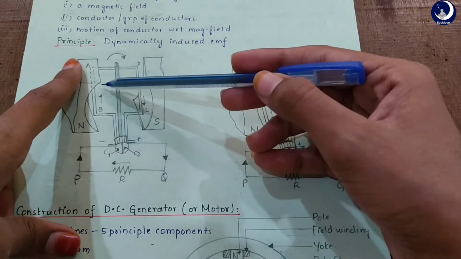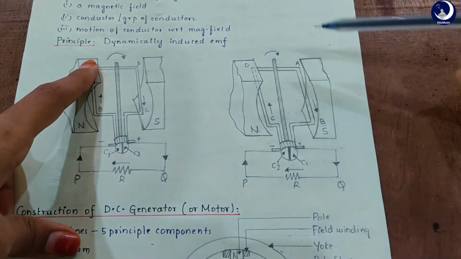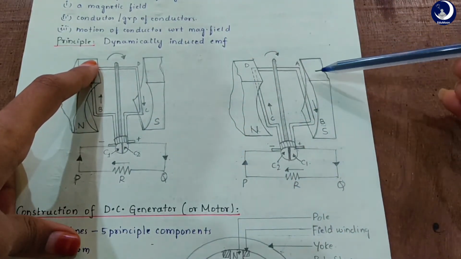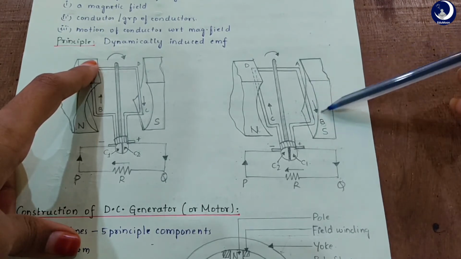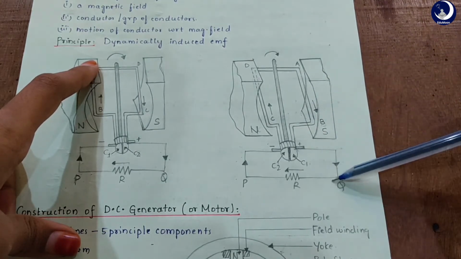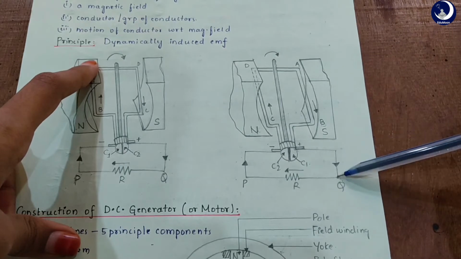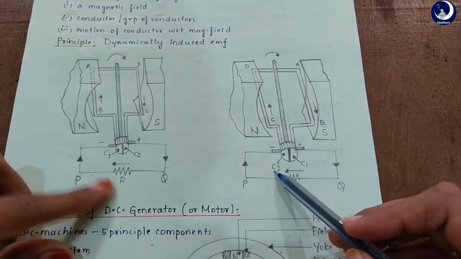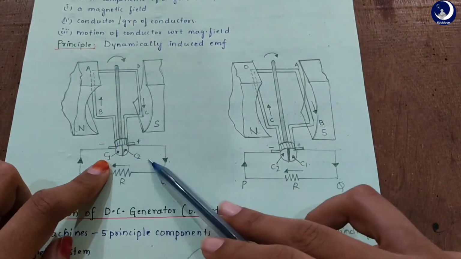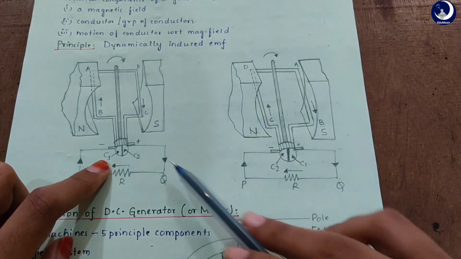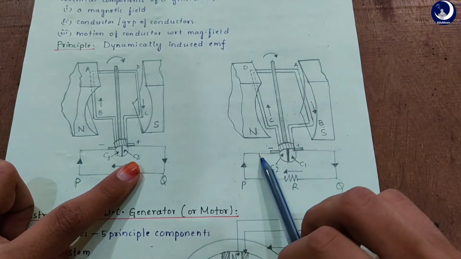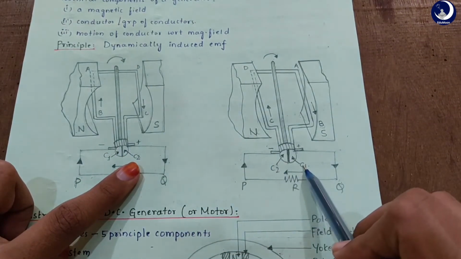See, initially the current in AB was in this direction, and after it goes a half revolution, the current direction has changed. But in the external load, the direction of current is still from Q to P. That is because, if you observe here, the commutators have also changed position. Initially it was C1, C2, right? And they have gone through a 180 degree change, and they are C2 and C1.